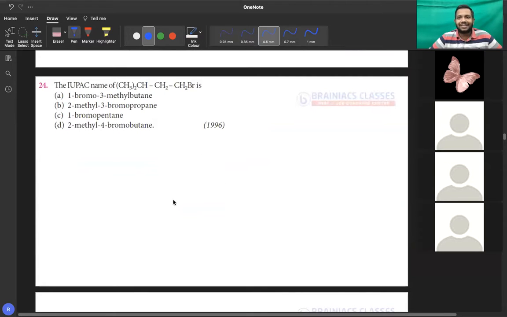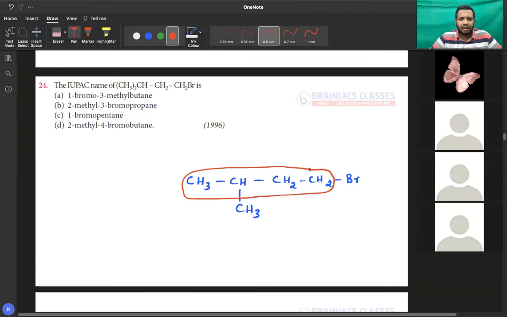1996, way back. So we have the question like this: CH3, then you have a CH, then you have another CH3 present like this, then you have CH2, then CH2Br. Very easy question. So we can say our parent carbon chain is which one? We can choose it like this. Now I should number. If I go from left to right, 2 is the minimum number coming. But if I go from right to left, 1 is the number coming for the substituent. So 1, 2, 3, 4. So we can easily say the answer will be 1 bromo. Alphabetically bromo will come. Then 3 methyl.